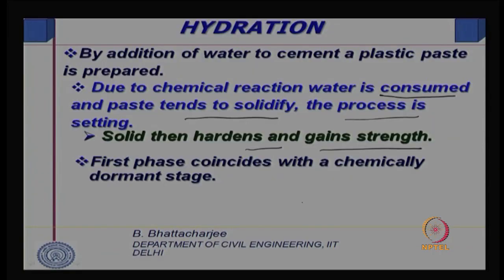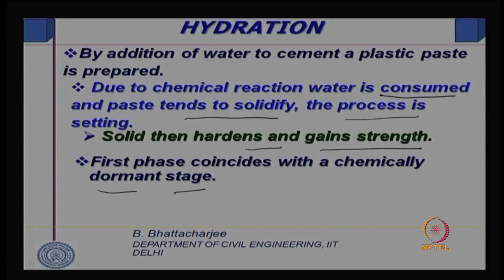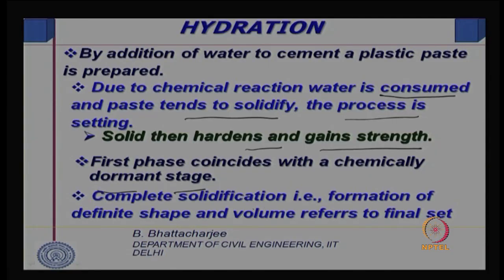The first phase of this solidification coincides with the chemically dormant period. We call it the chemically dormant stage, and complete solidification on formation of definite shape and volume refers to final setting. That means a solid has got a definite shape and volume. So, when you mix cement and water, it forms a plastic kind of paste. This gradually solidifies, and when it attains a definite volume and shape, fully solid, we call it final setting has occurred.